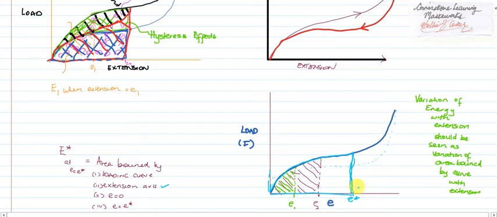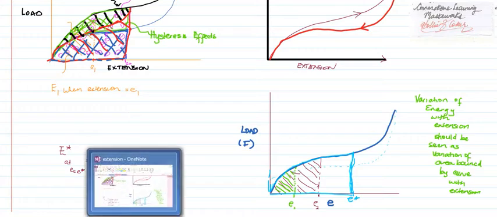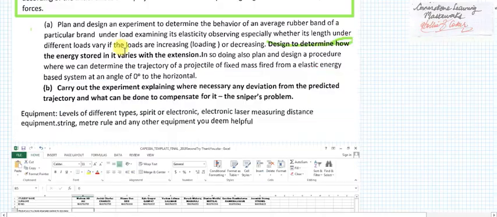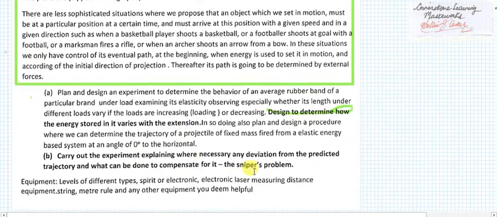So now we want to find the second part that deals with the trajectory. Okay? Alright, so let's go to the part that deals with the trajectory now. Right, so you need to know the energy stored in it. We have to find the trajectory.